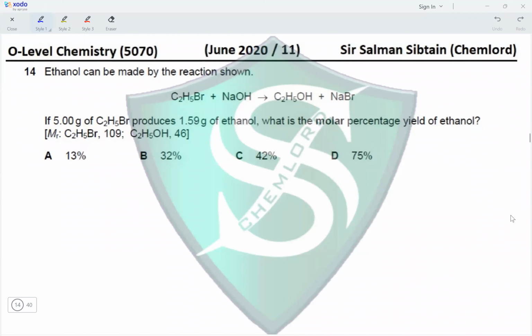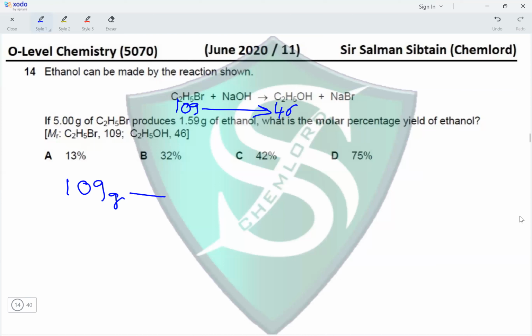Question 14. Ethanol can be made by the reaction shown. So we have C2H5Br plus NaOH producing ethanol and NaBr. So if 5 grams of C2H5Br produces 1.59 grams of ethanol, what is the molar percentage yield of ethanol? So for this, we need to find the molar yield of ethanol. So in this case, the Mr of C2H5Br is 109 and this produces 46 grams of ethanol. So this is 100% pure.